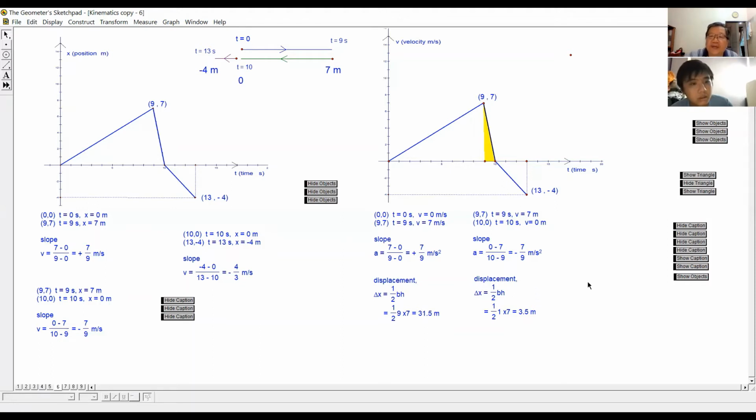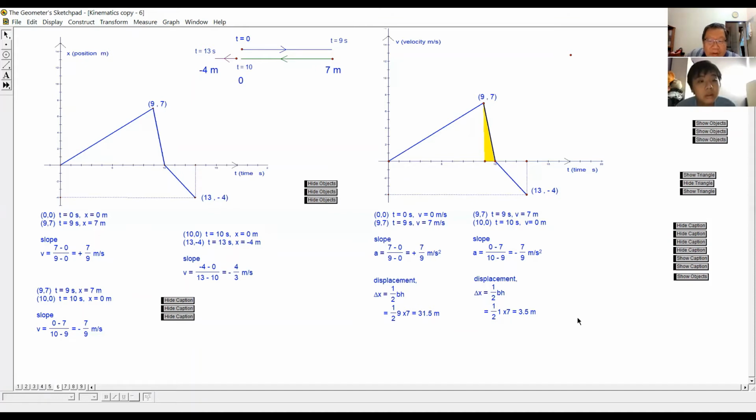During this deceleration period, I use the base, which is 1. Correct, 1. Then the height is 7. So it is half times 1 times 7 equals 3.5 meters. Again, this 3.5 meters is the difference in position, or the difference in the displacement, or the change in displacement.